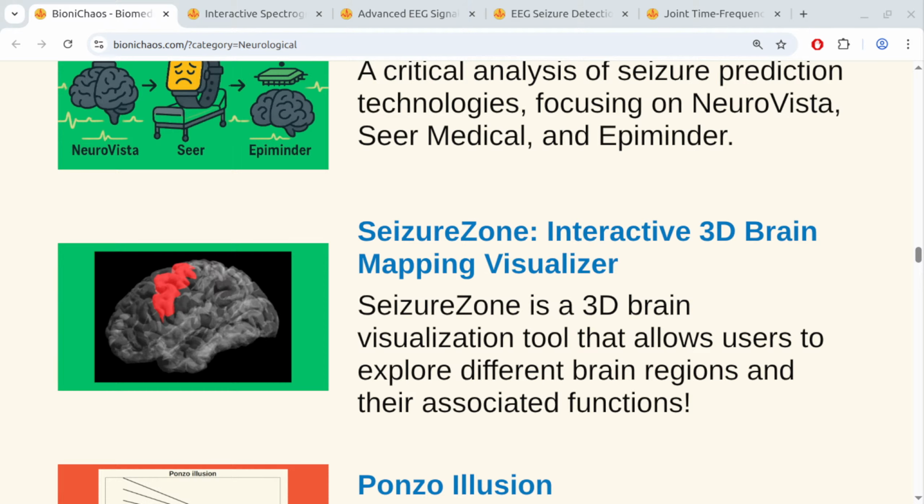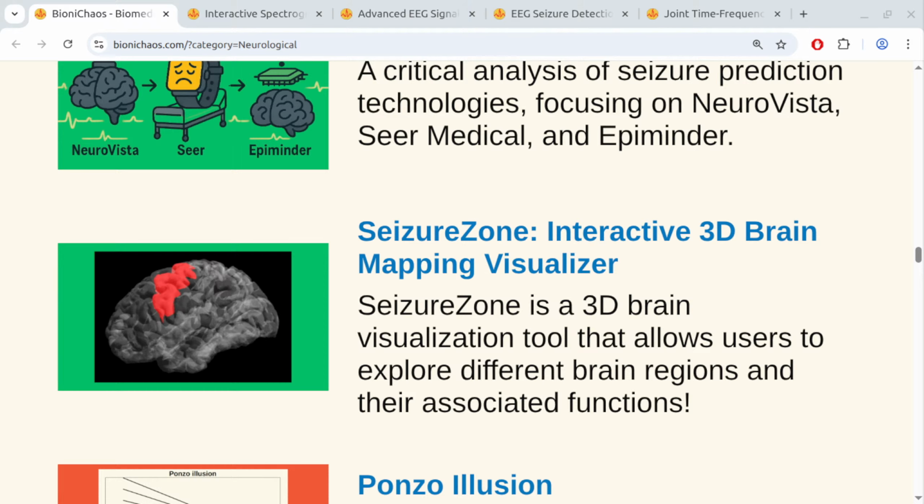No way. Got it. And really, Seizure Zone, the EEG simulator, the rhythm scan detection project, they all fit under this umbrella called the BioniChaos project. Ah, okay. What's the goal of BioniChaos? It's this really interesting initiative trying to blend biology, technology, and even art. The aim is to create these kinds of innovative educational tools to make neuroscience less intimidating, more accessible, to sort of demystify the brain.